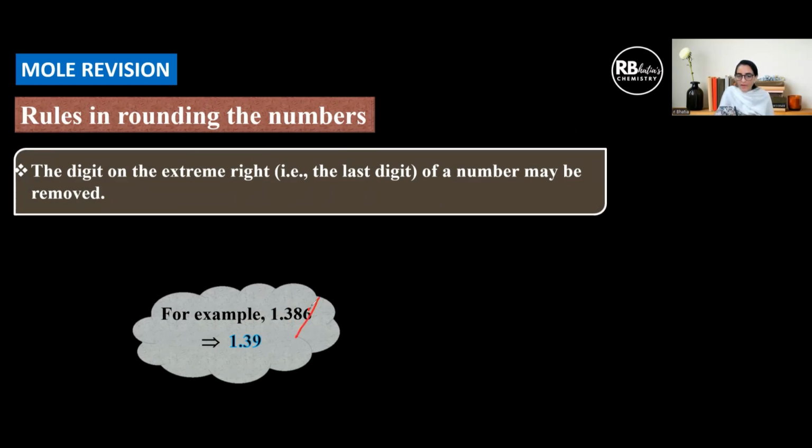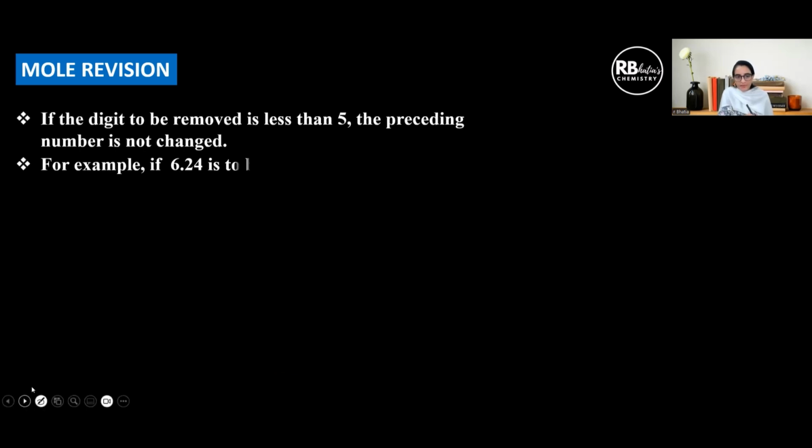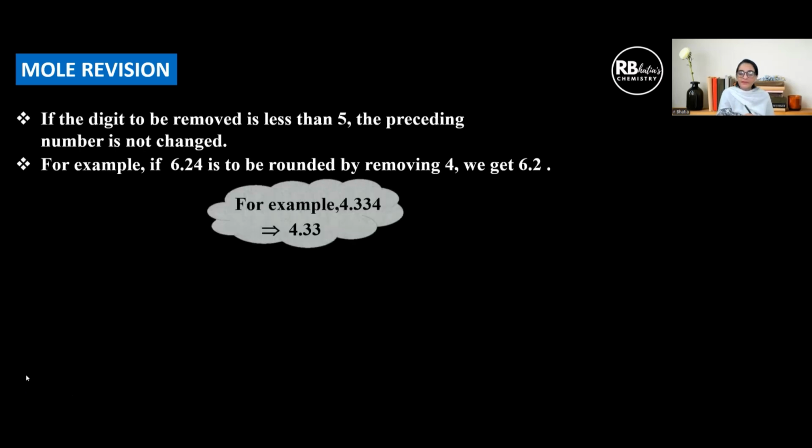And in order to remove this number, I'll have to increase the previous number by 1. So how do we do that? Let us go through the rules. The rules say if the digit to be removed is less than 5, then the preceding number is not changed. For example, if I wanted to convert this 4.334 to 2 decimal places only, I would drop this number. Since this number is less than 5, I would let the preceding number remain the same.